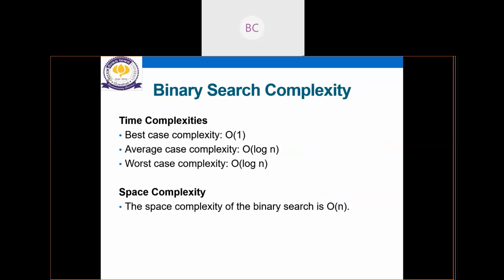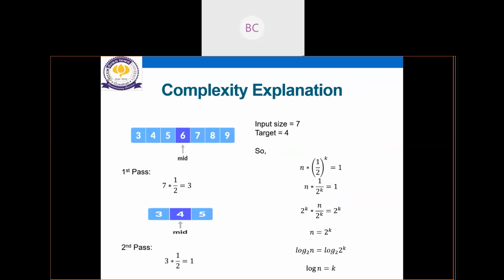Time complexity I have already explained, I guess clear to you guys as well. Time complexity is log n, and for the best case it's O(1) when you find your item in the mid position itself, and space complexity will be O(n). I already explained this.